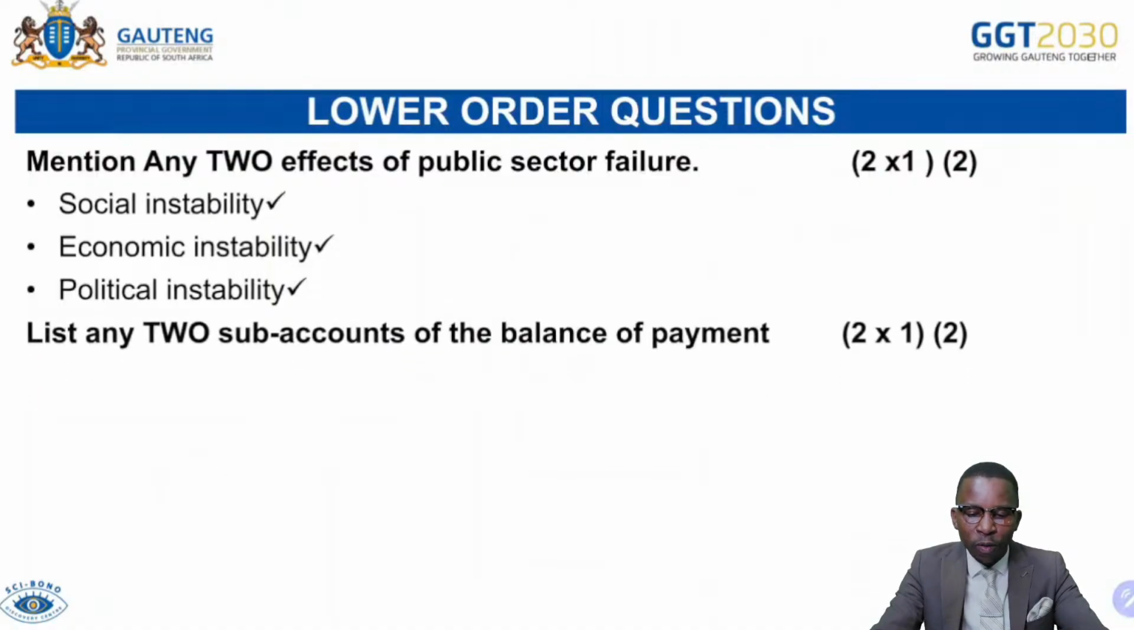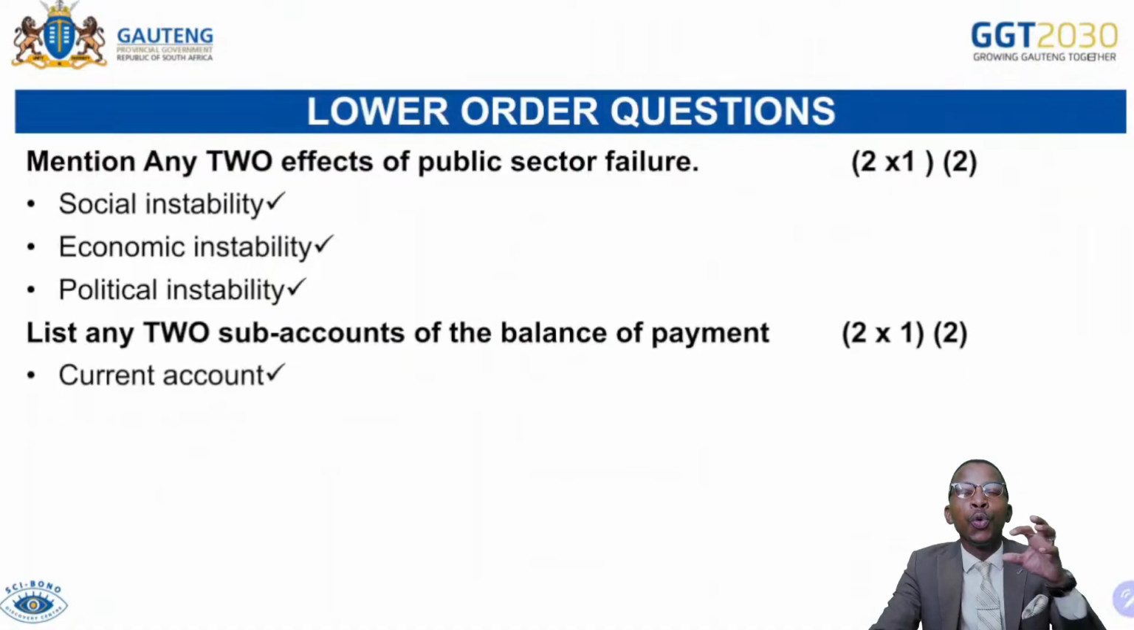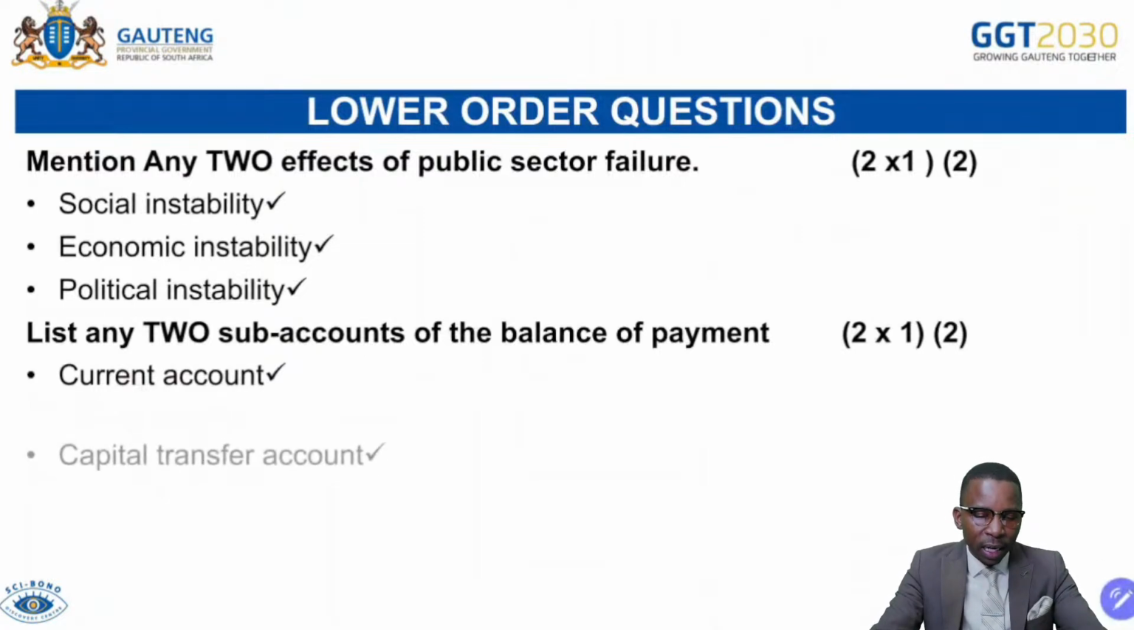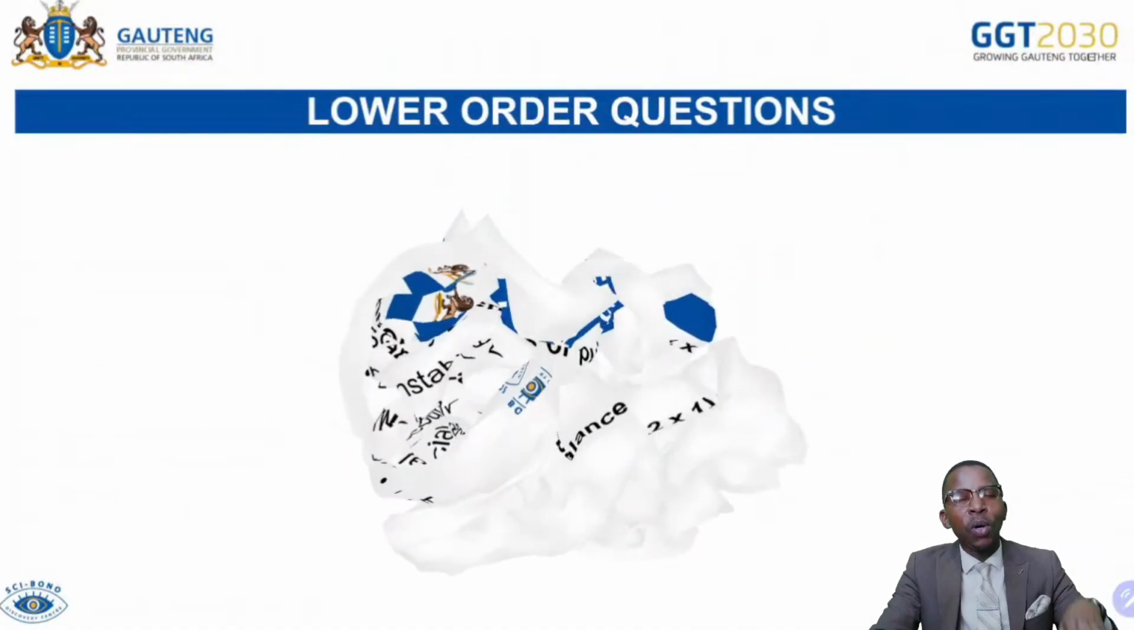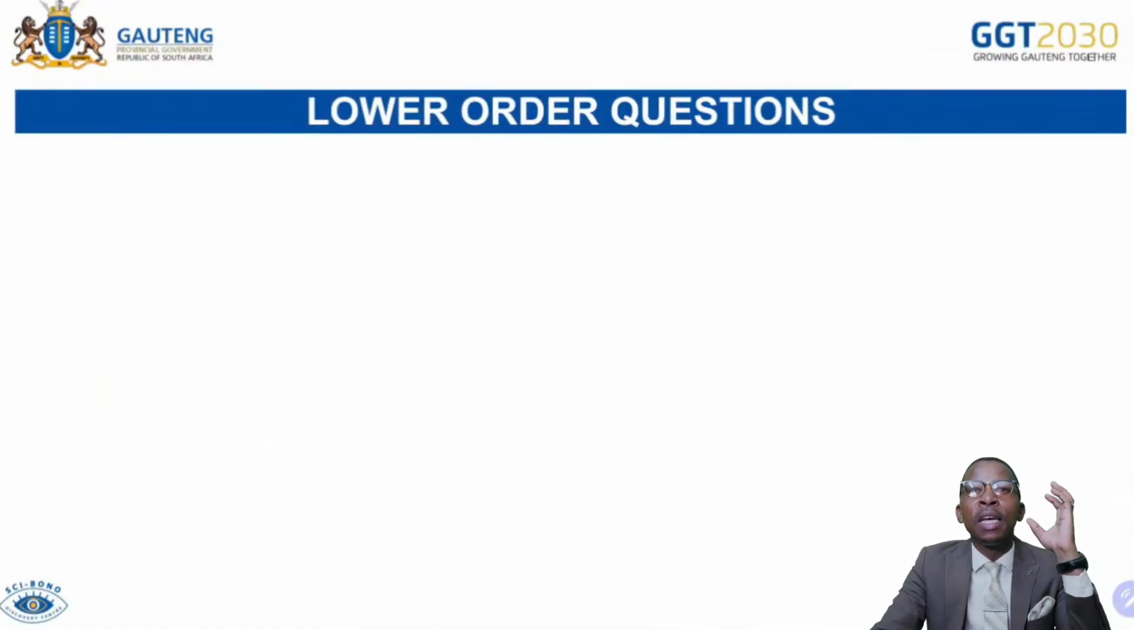List any two sub-accounts of the balance of payments. So now we are moving. You know the BOP as a systematic book of records. Now, sub-accounts, we have current account, capital transfer account, as well as the financial account. You need to know these sub-accounts in detail now, so that you can be able to answer the middle order up to higher order question.